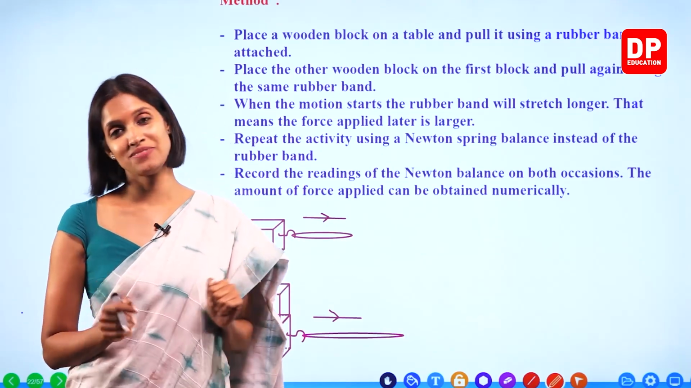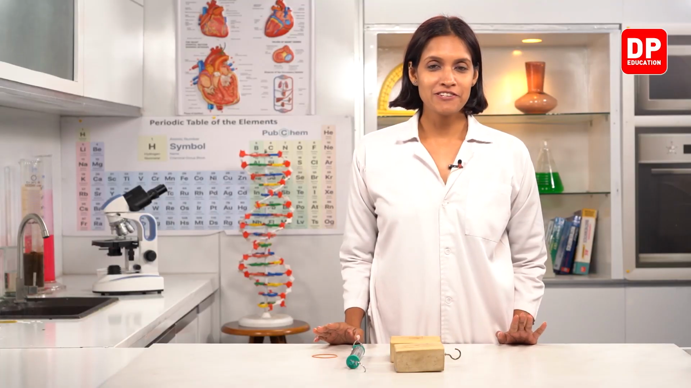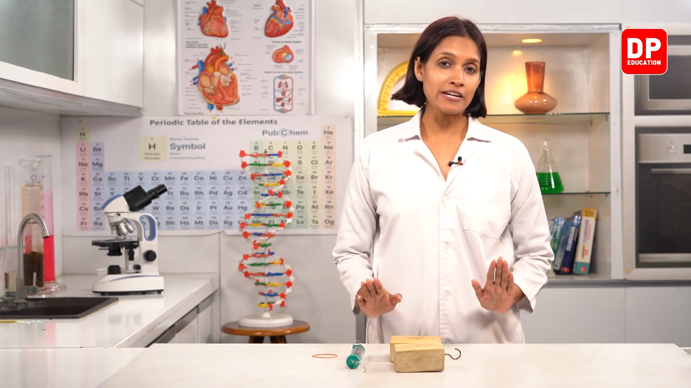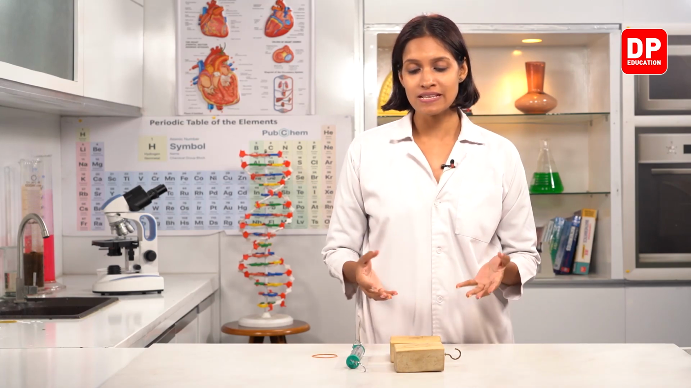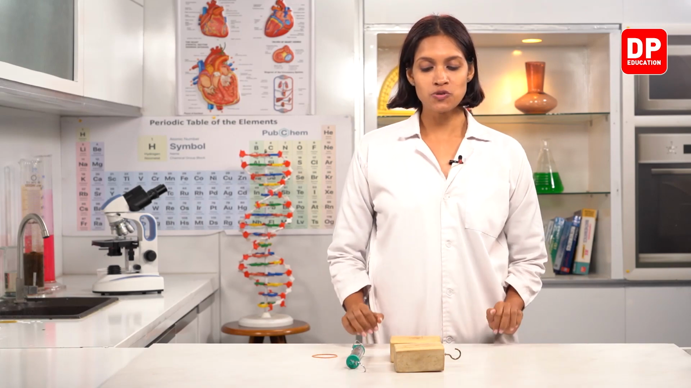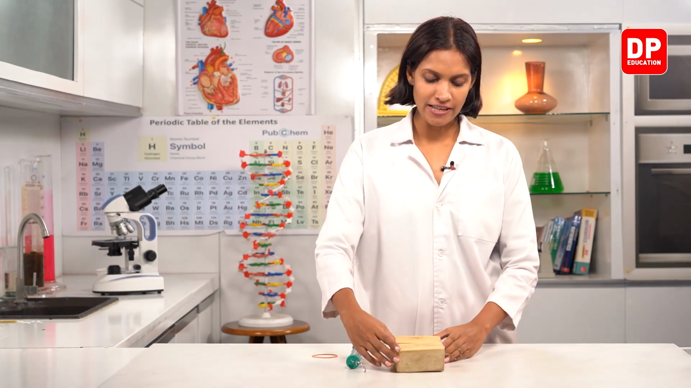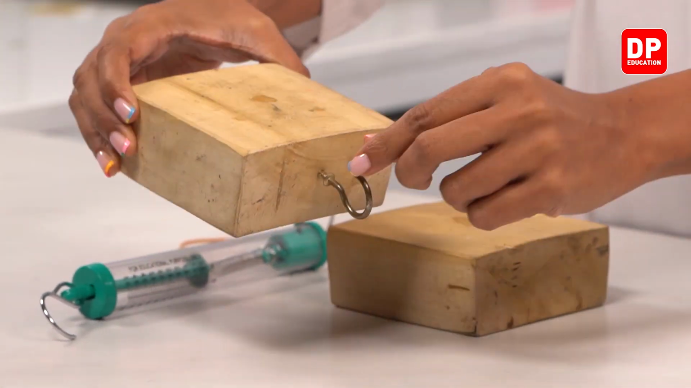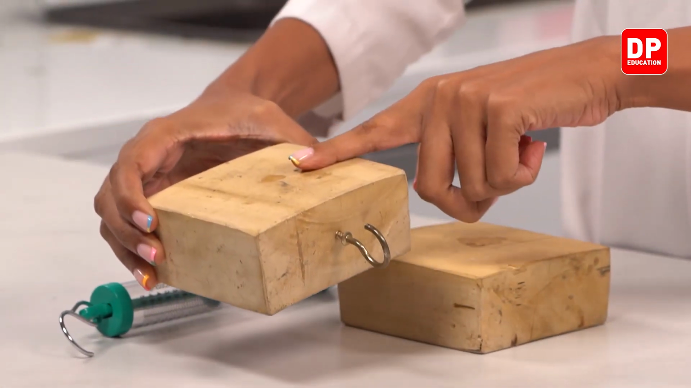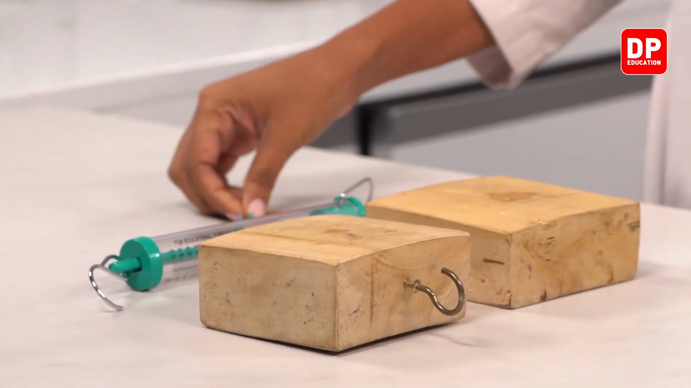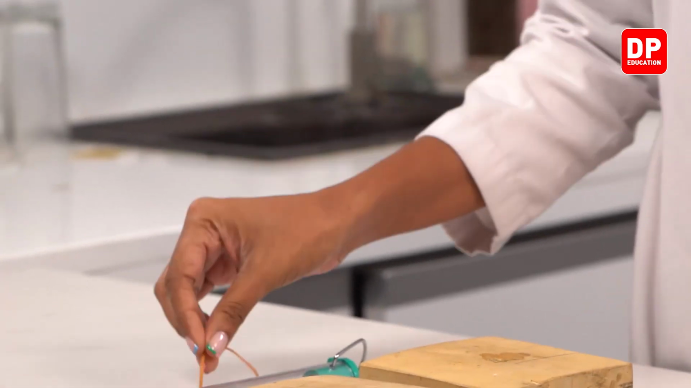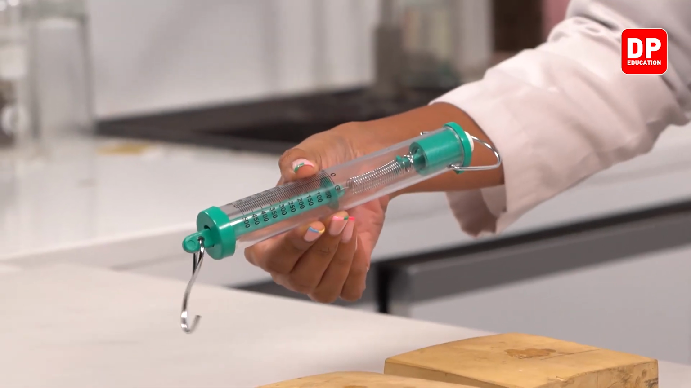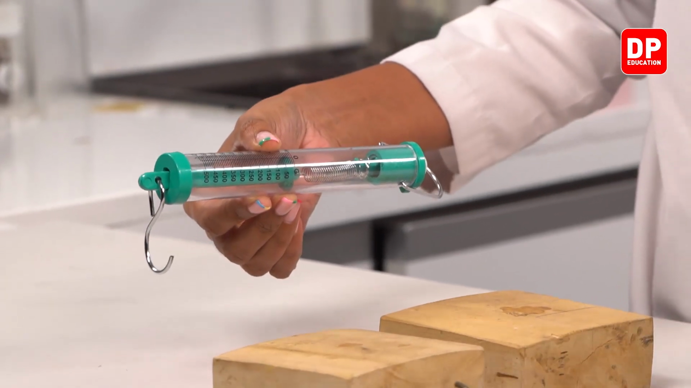So let's do this activity in the lab. Right, children? So we are going to do this activity to understand about the force that is applied on an object. Okay? So as I explained you all before, here I have 2 wooden blocks. We have fixed one hook in 1 wooden block. Okay? And I have a rubber band here and a Newton spring balance. This Newton spring balance is used to measure force.